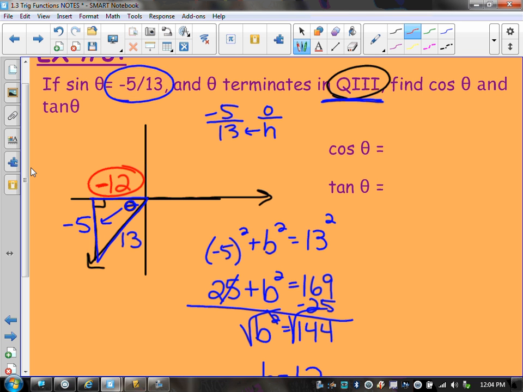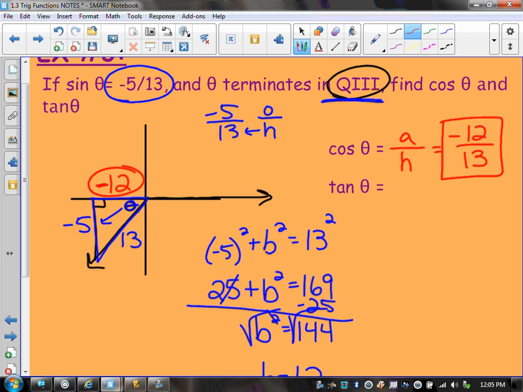Okay? So now that I have my 3 sides of my triangle labeled, can we go now and answer the question for cosine and tangent? If I want to find cosine of theta, cosine is adjacent over hypotenuse, which side is adjacent to angle theta? Negative 12, which side is hypotenuse? 13. So cosine of theta is negative 12 over 13.